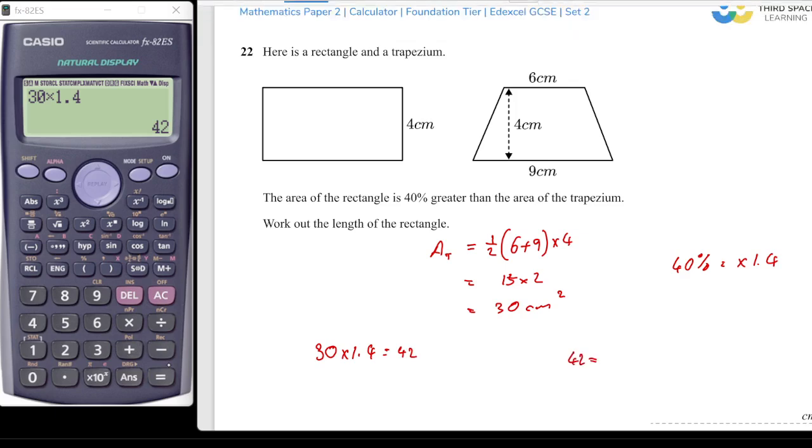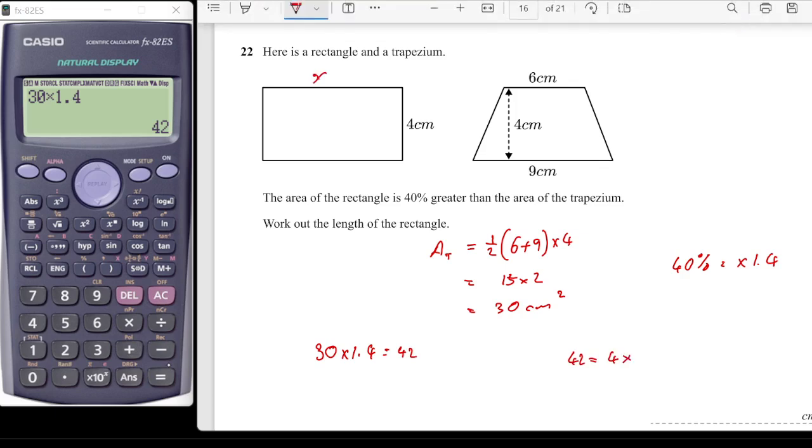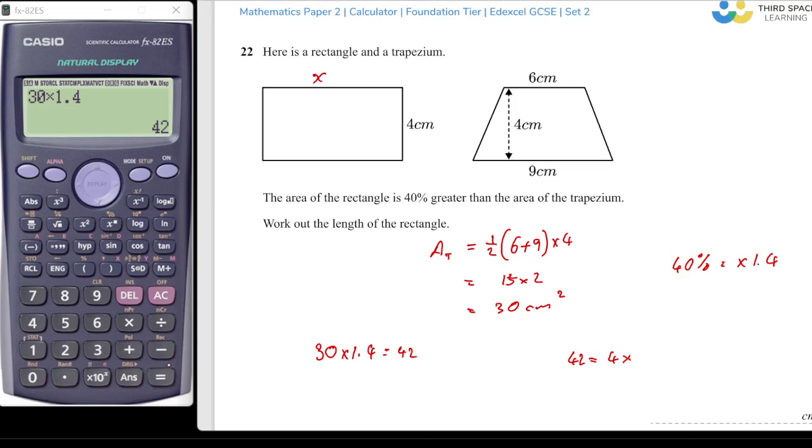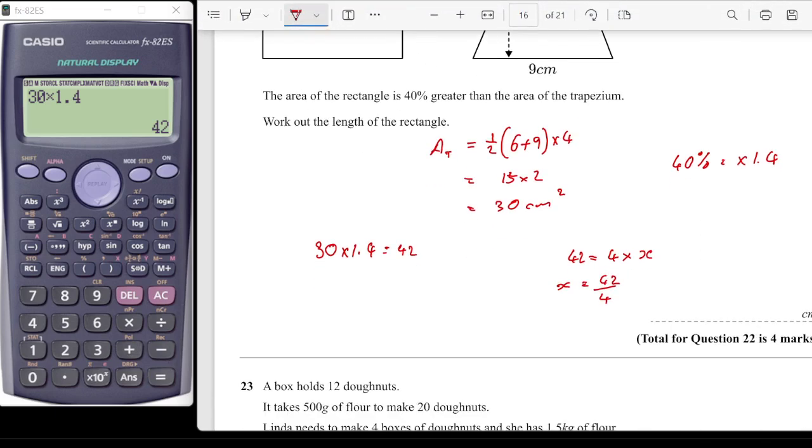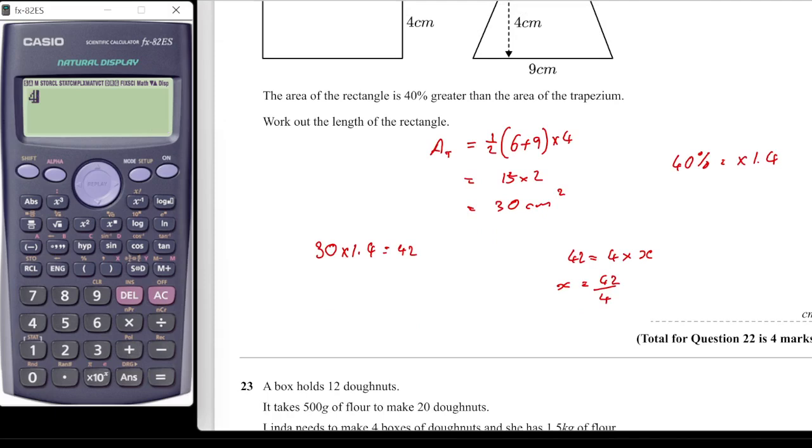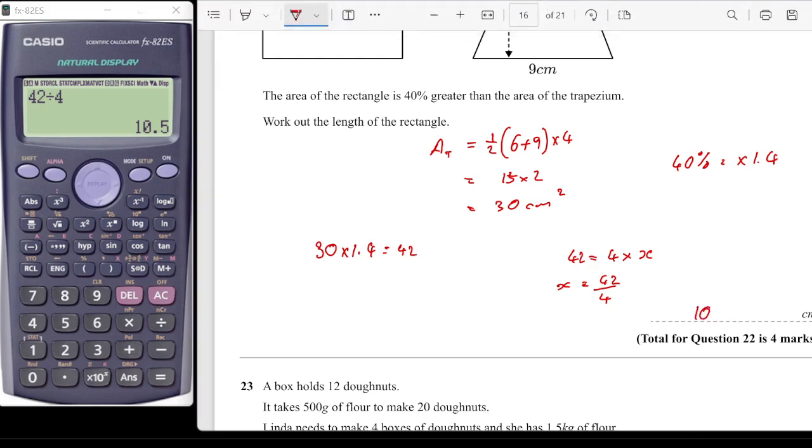42 is going to be equal to 4 times by, let's call the length x for now. So x is going to be equal to 42 divided by 4, which is going to give me 10.5.